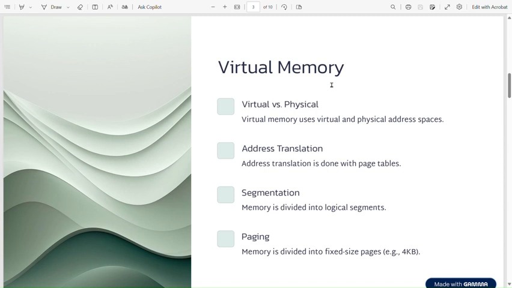Then is paging, which divides memory into fixed size blocks, called pages, meaning virtual, and frames, meaning physical. Pages are mapped to frames, allowing non-contiguous allocation and efficient memory use.